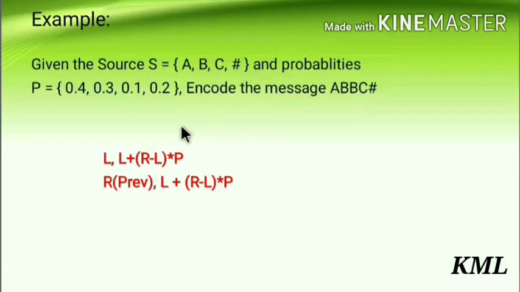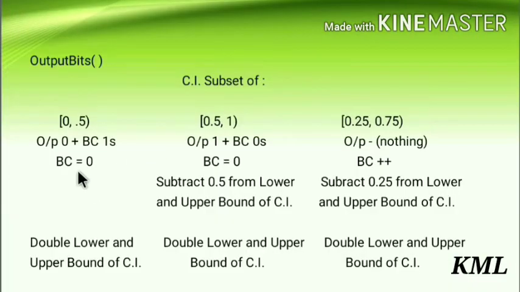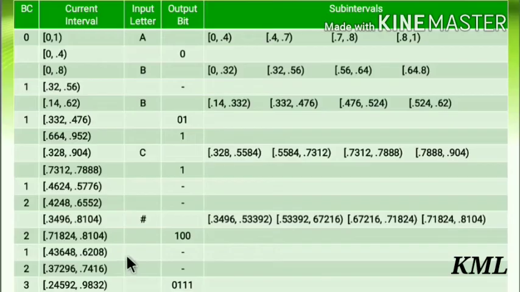Okay, so next what you do, set bit count to 0 and double lower and upper bound of Ci. So set bit count to 0, this bit count becomes 0 and you have to double these two values. So after doubling you get these new values.